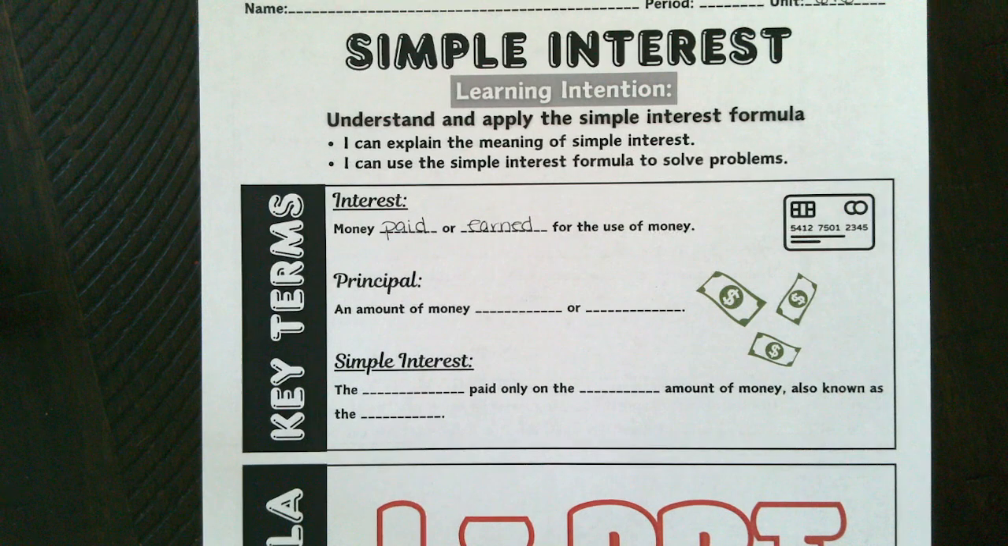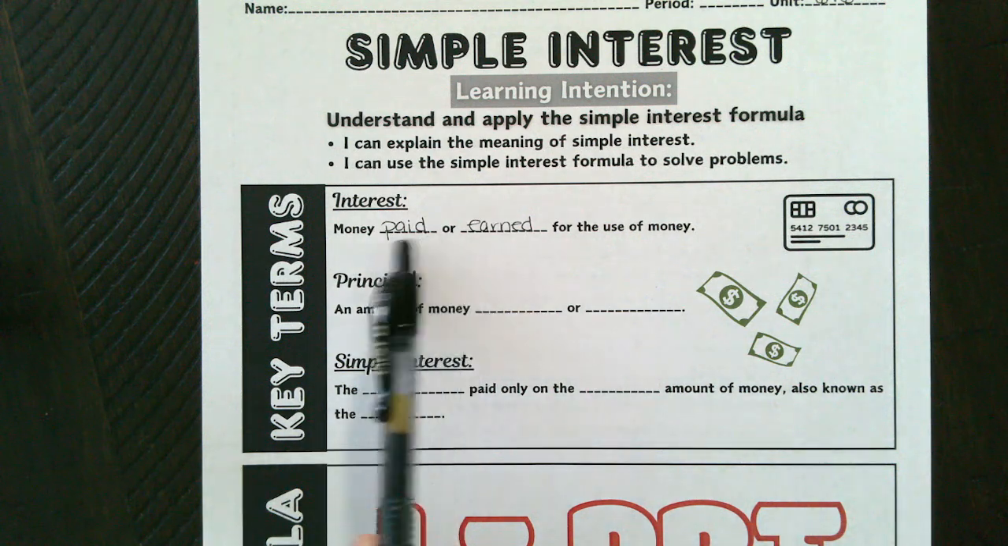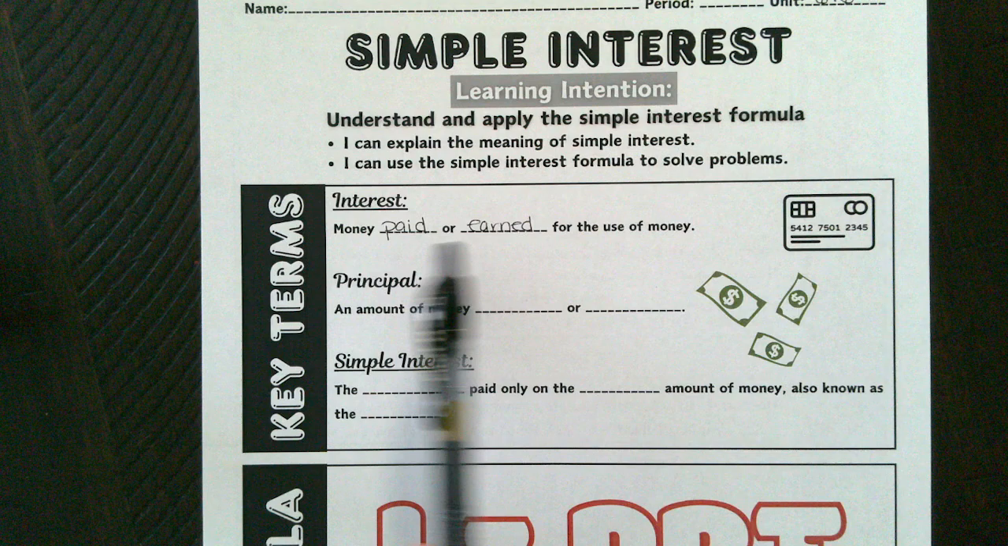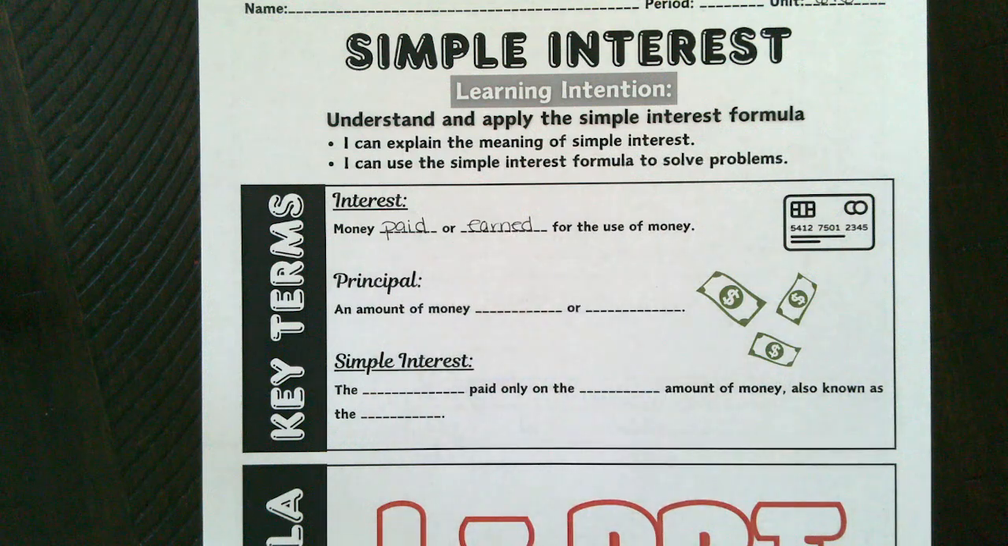So what this means is if you have a credit card or you get a loan from the bank, you are paying them interest on money that they let you use. Okay, so they're going to charge you a certain percent that you're going to have to pay them back on top of the actual amount of money that you were given.